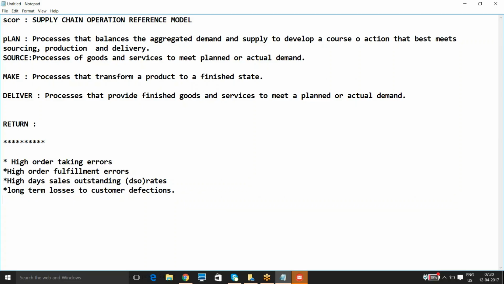But the third one, high days sales outstanding rates, maybe this is something new for you. If I'm correct, it is a new term for you, right? DSO, what could it be? DSO, I heard it in a different module, maybe direct shipment option or something else. This comes under the days sales outstanding rates.